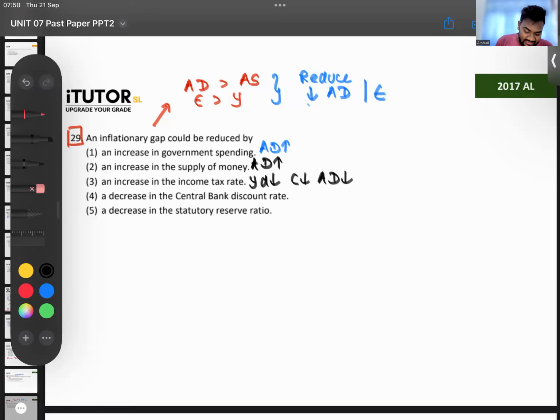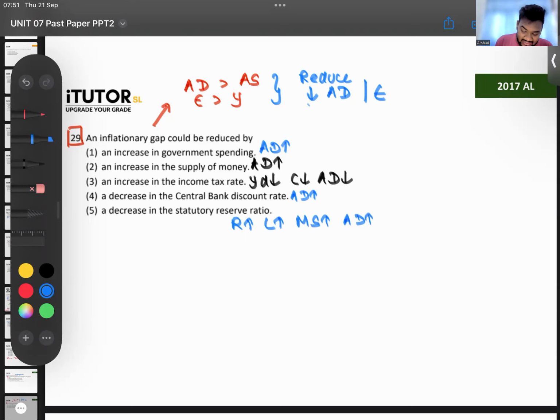Next one, decrease in the central bank discount rate. Yes, discount rate at your level, think of it as the interest rate. So if the central bank reduces interest rates, what's going to happen? If they reduce interest rate, money supply will go up, or aggregate demand will go up. People will spend, right? Firms will invest. So again, no. Then decrease in the SRR? No, right? If the SRR goes down, the commercial banks have more reserves with them to give out as loans. Reserves will increase, loans will increase, money supply increases, aggregate demand also thereby increases.